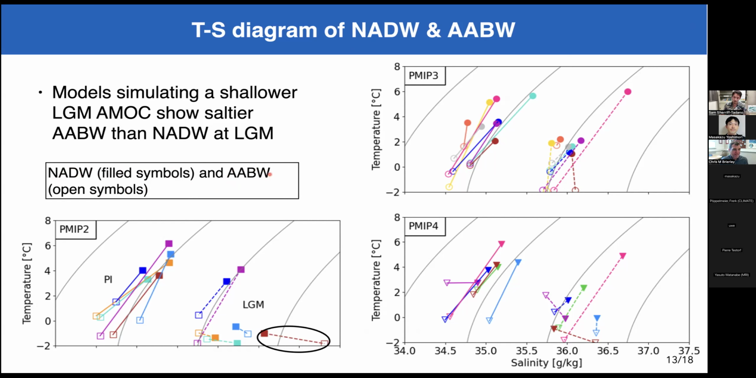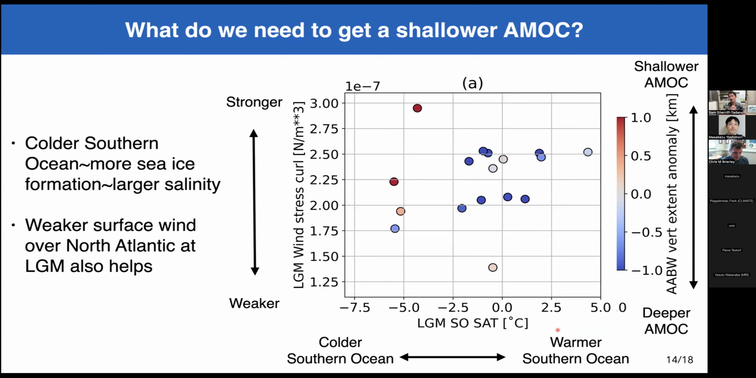Based on the result, we see that for models simulating the shoaling of the LGM AMOC, all of them simulate a saltier ABW than the NADW. However, for models simulating a deeper LGM AMOC, they still tend to simulate saltier NADW compared to the ABW. So, getting the right balance of the salinity between the NADW and the ABW seems to be the key to reproduce the shoaling of the LGM AMOC. Okay, so how can we do that?